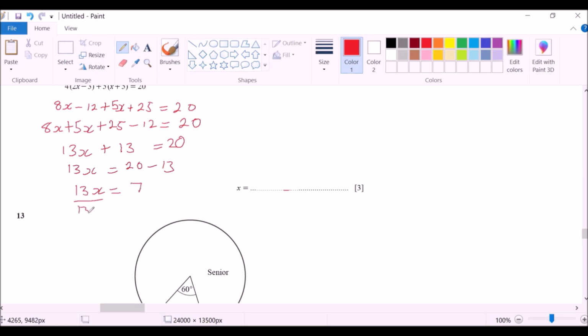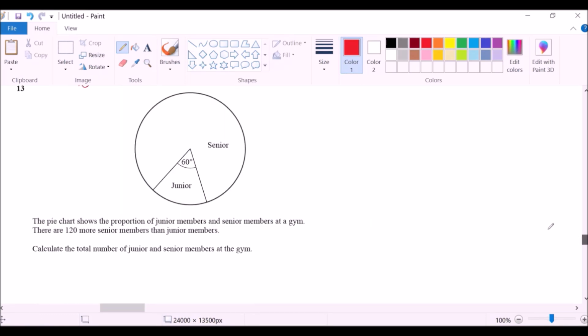Divide both sides by 13. X is equal to 7 over 13. So our answer is 7 over 13. Let's move to question 13.